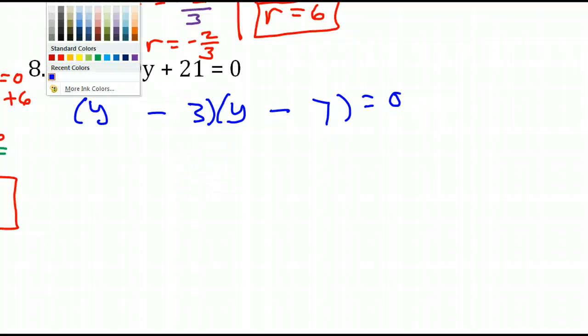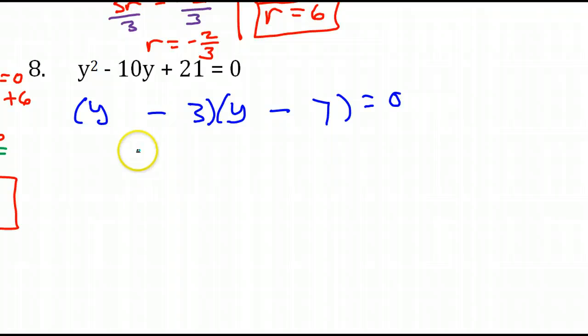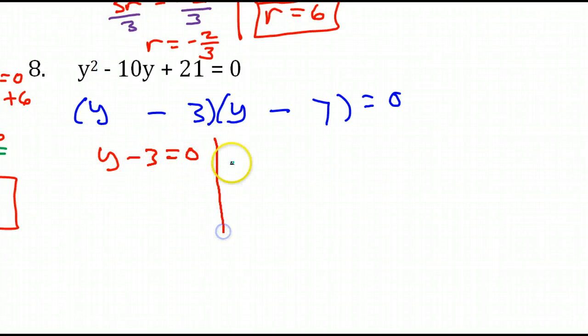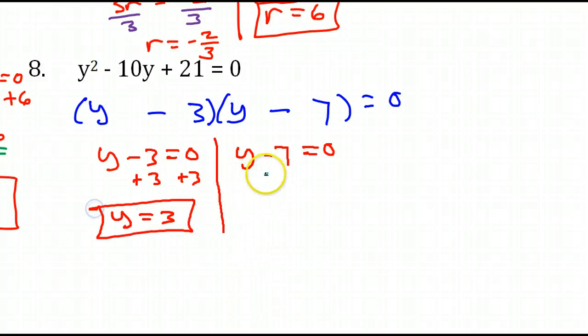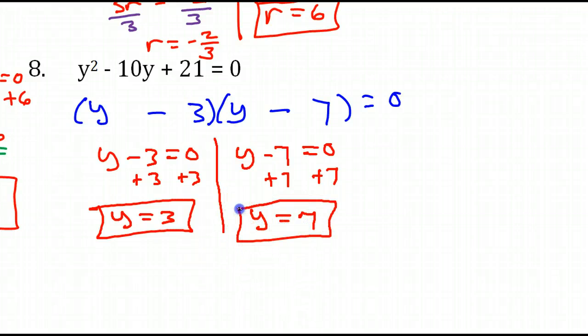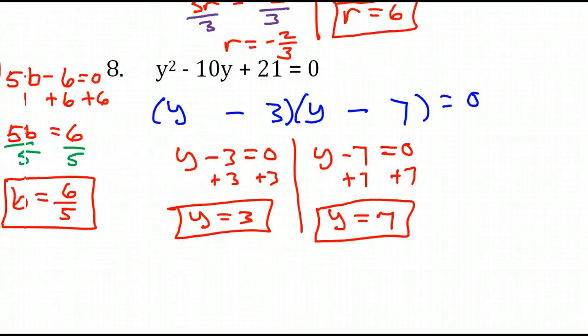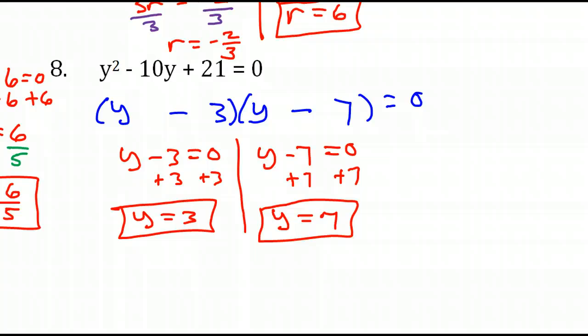Okay, so now I can use my zero product property. Either y minus 3 equals 0 or y minus 7 could equal 0. Okay, adding 3 to both sides gives me y equals 3. Adding 7 to both sides gives me y equals 7. So those would be the solutions. Okay? Yeah, you get it. You got it.